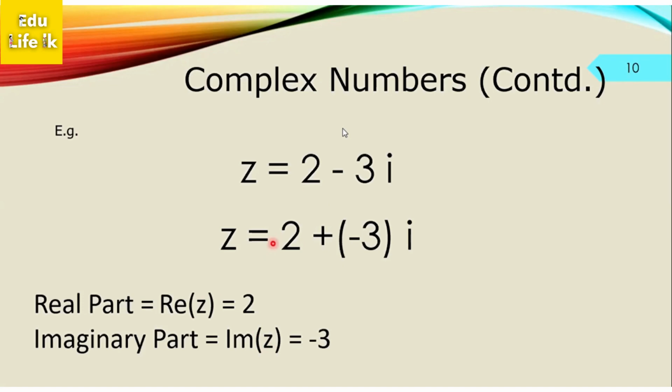So in this example, now we have converted it like this. So we get z equals 2 plus minus 3 times I. So the real part becomes 2, imaginary part becomes minus 3. Re z is 2, Im z is minus 3.